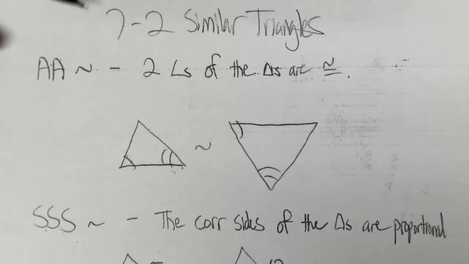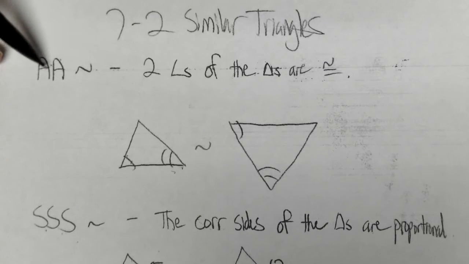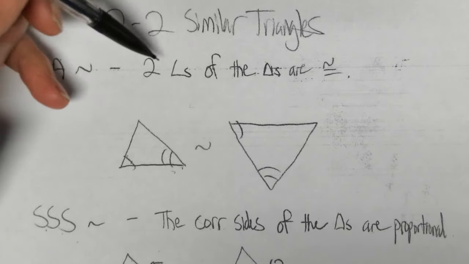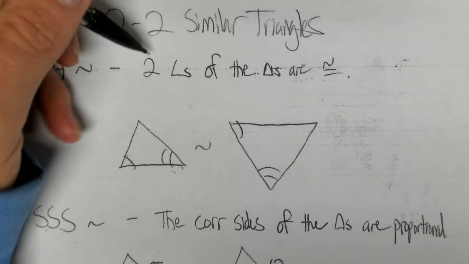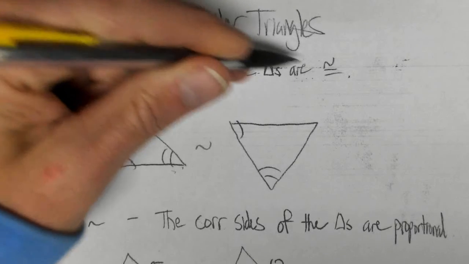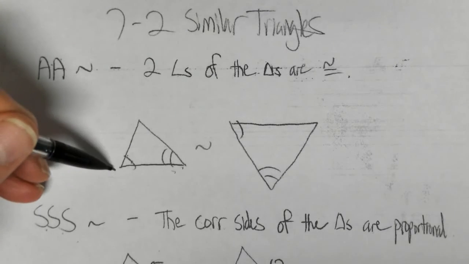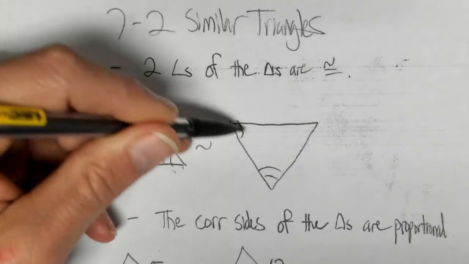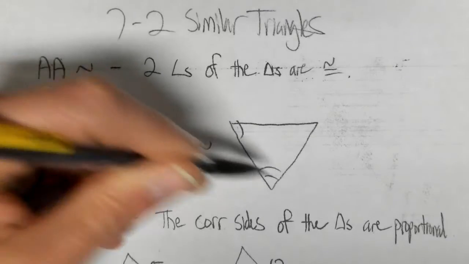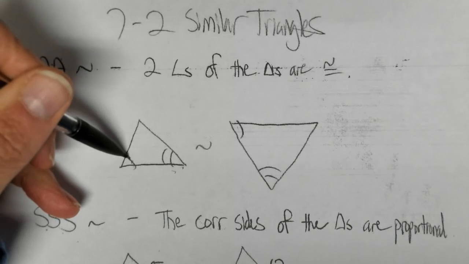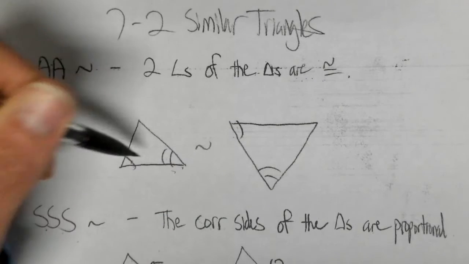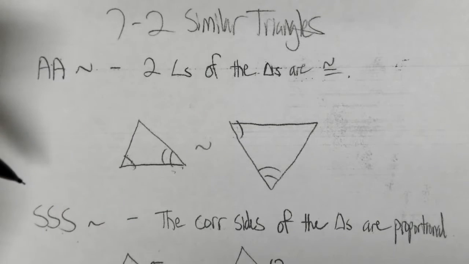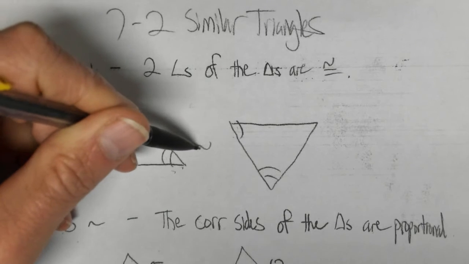So the first triangle similarity theorem is angle-angle similarity, and it says that two triangles are similar when two angles of the triangles are congruent. So like in this case, where I have one mark here, 2 marks here, 2 marks here. For example, if this one is 45, 45, and this one is 60 and 60, then if two of the angles match, that's enough to say that the triangles are similar.